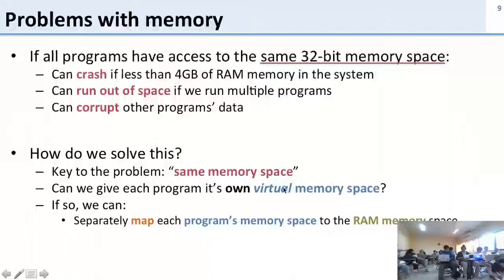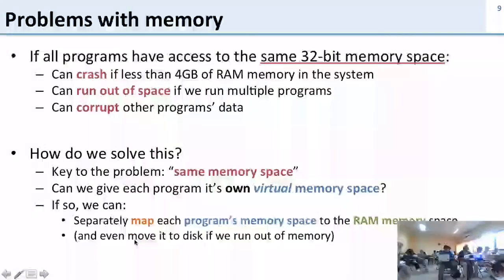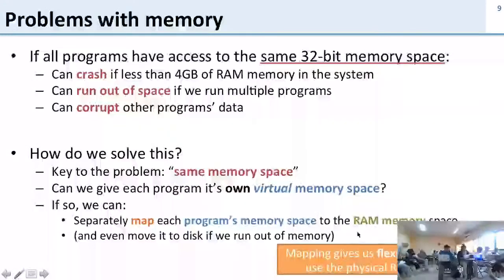Now, you can see here how by having this mapping we can solve some of these problems about holes in the memory and corrupting. But what we can also do is move data to disk. So if we run out of memory, we can map some of the program's memory space, instead of to RAM, to disk. So we can use our hard disk as memory. That's what the term virtual memory comes from. It's not real memory, it's virtual memory. So the key here is the mapping that gives us the flexibility in how we use the physical memory.